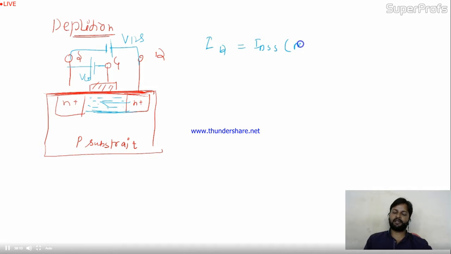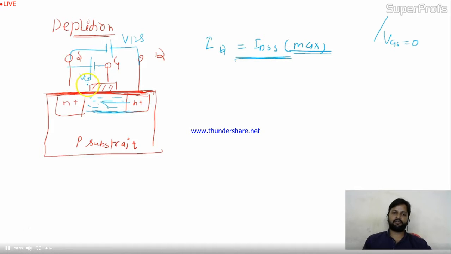This is the maximum current in depletion mode of MOSFET. This is the condition when VGS equals 0. When VGS is equal to 0, it simply looks like a resistor. You are applying VDS and you are getting that current IDS.